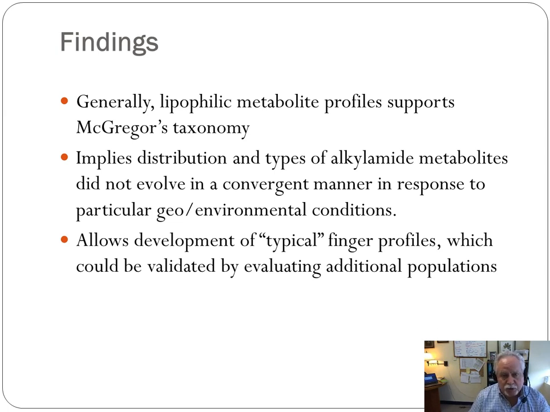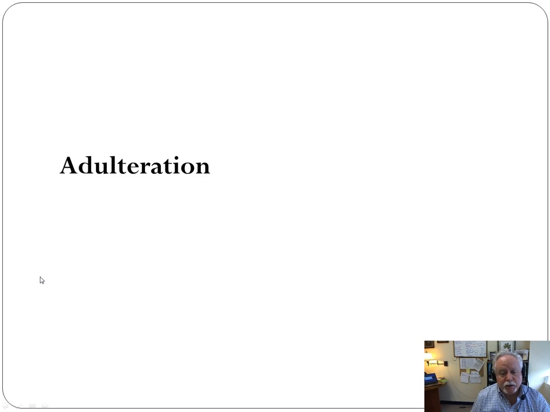But what it does allow us to do is to say, okay, the morphology is a good way to define at least the alkylamides in a consistent method. And we can use a typical fingerprint profile, which can then be validated by looking at more populations to sort of say, okay, this distribution of alkylamides looks like Pallida or Atrorubens or Angustifolia. So here's where we get some agreement between the phytochemical ratios and makeup and a species name. So finally, we're going to get to adulteration.